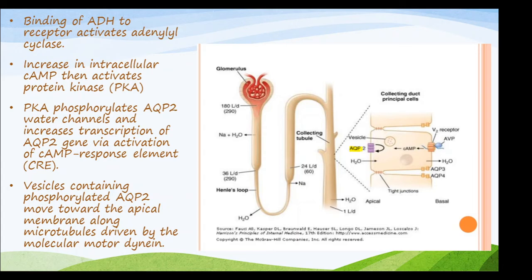the concentration of water or the reabsorption of water. So the PKA phosphorylates AQP2, which is an aquaporin protein, and increases transcription of its gene by the cyclic AMP response element. The vesicles that contain phosphorylated AQP2 then move towards the apical membrane. This is the apical membrane.